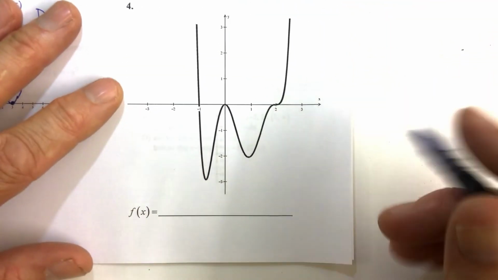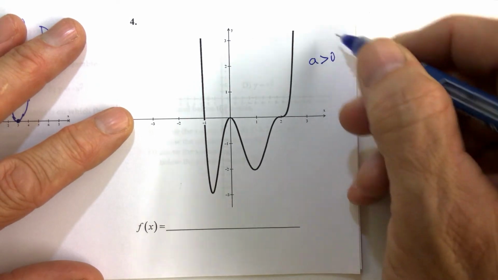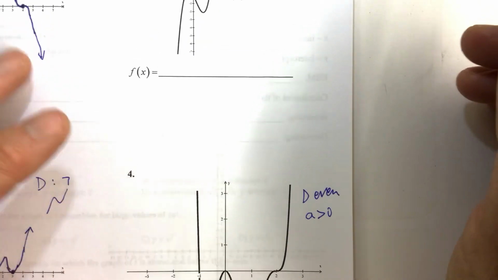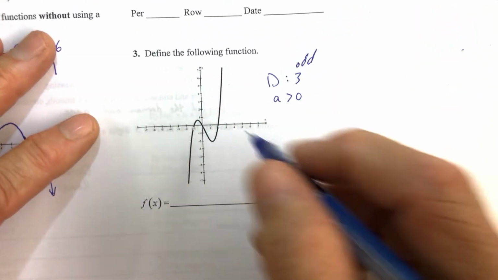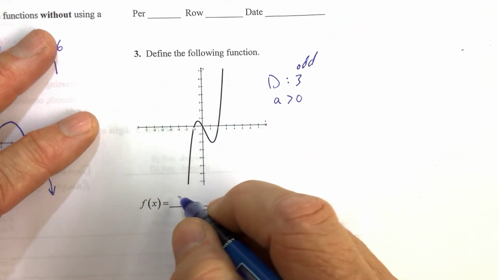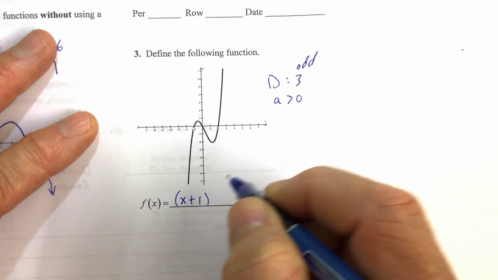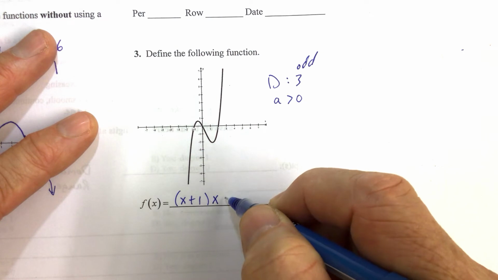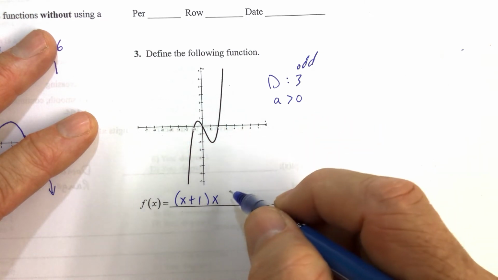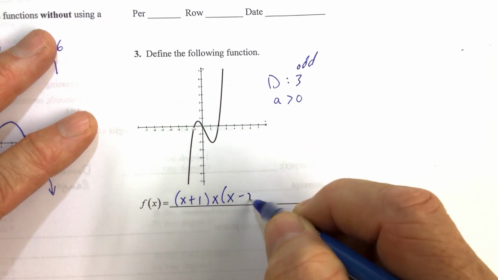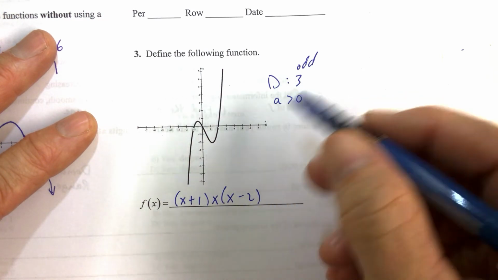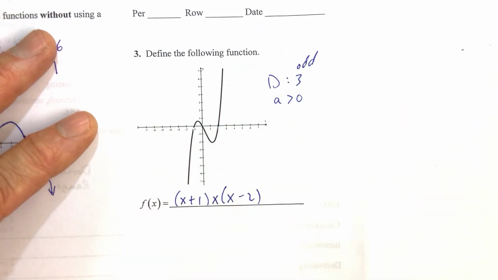Same with this one down here. We know that a is positive down here. We know the degree is even, so we can just focus on that. We have an x-intercept of negative 1, which means we have a factor of x plus 1. An x-intercept of 0 means we have a factor of x. And an x-intercept of 2 means we have a factor of x minus 2. Degree 3: 1, 2, 3, check, and a is positive. We're done with that one.